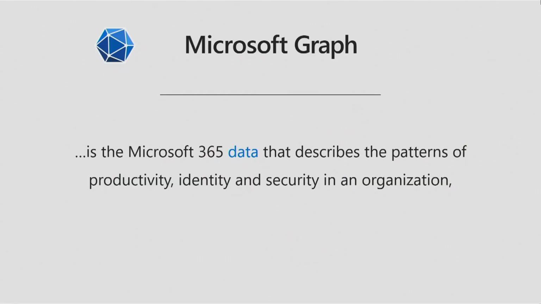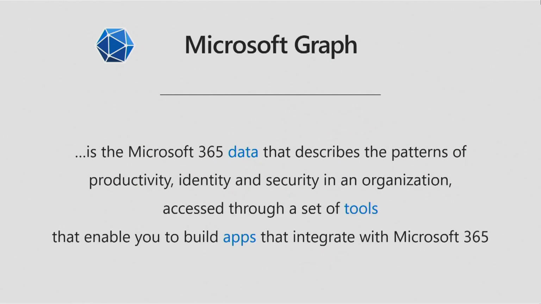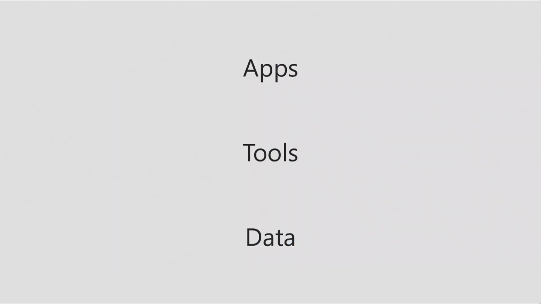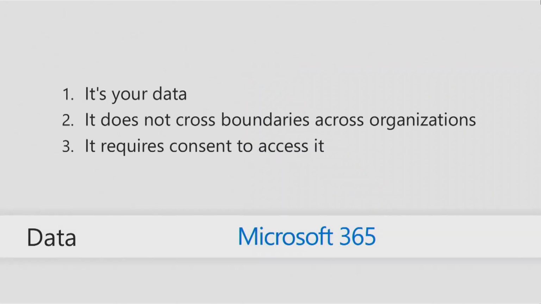So with that in mind, let me go back to the definition and complement it. So Microsoft Graph can be accessed through a set of tools that enable you to build productivity apps that integrate with Microsoft 365. So let's focus on that. Apps, tools, and data. The apps are the ones that you can extend our own experiences or you can create your own. Tools we have for developers, for citizen developers, and for IT pros, and the data is all of the data in Microsoft 365. So if we look at these three concepts, apps, tools, and data to access Microsoft 365, let's go over them.